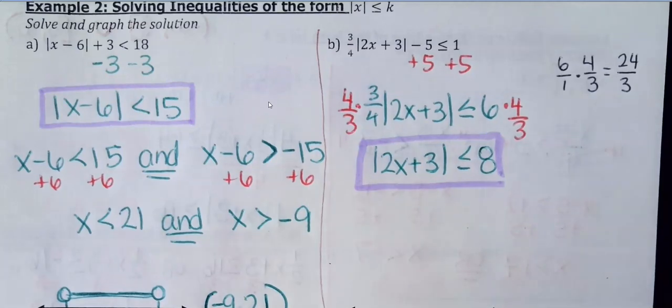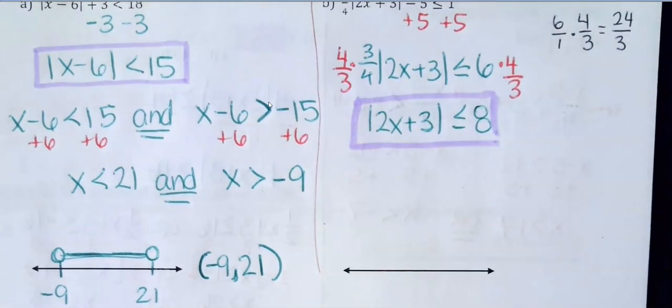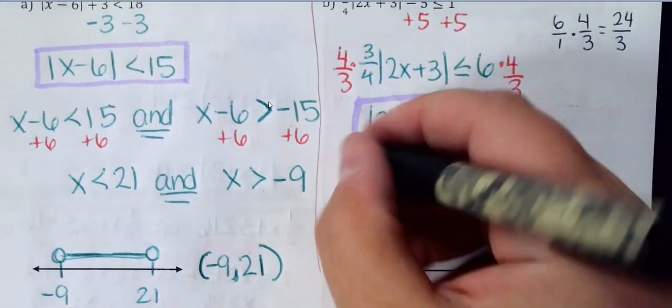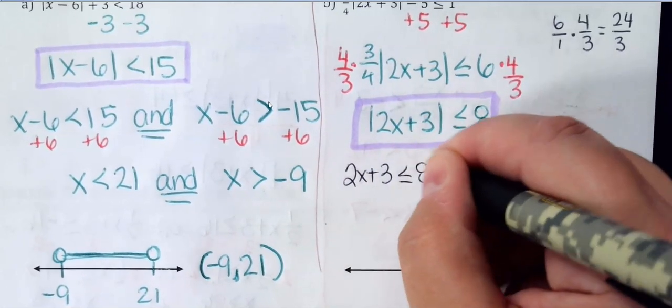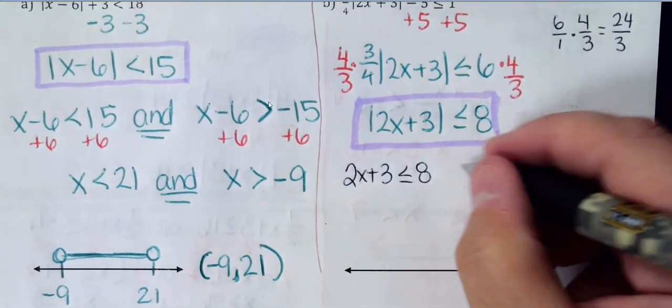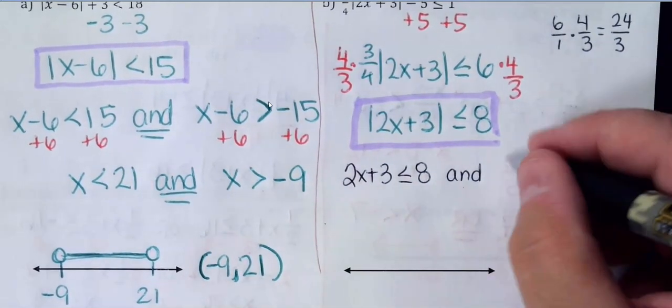This one is saying our absolute value is less than or equal to 8. So this should be an and statement. These should point together, so I'm just going to copy that down. 2x plus 3 less than or equal to 8. Less than. So this is an and statement. It has to work for both of these. Just copy it down again.